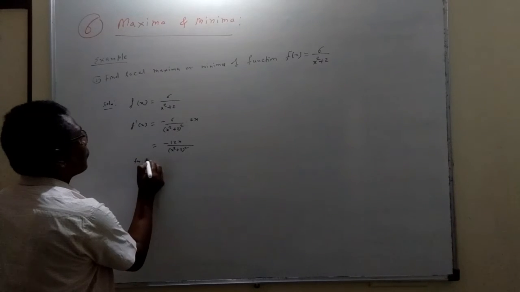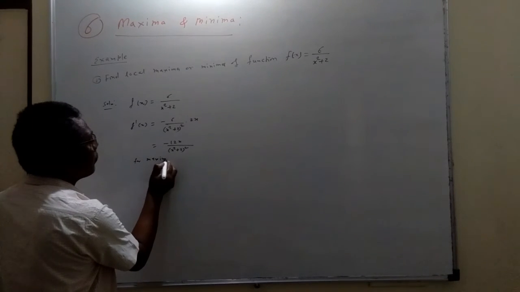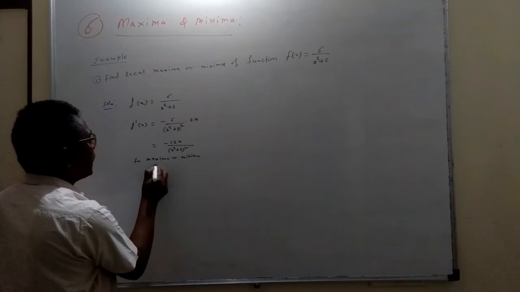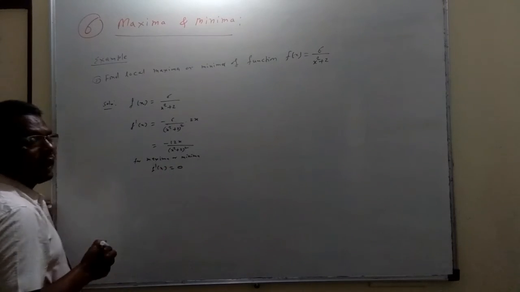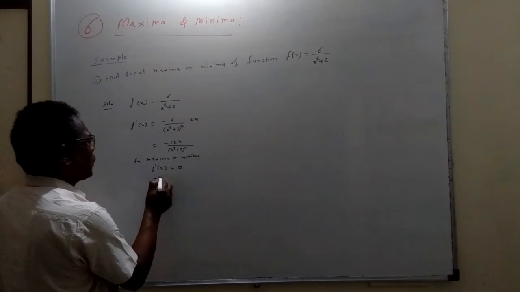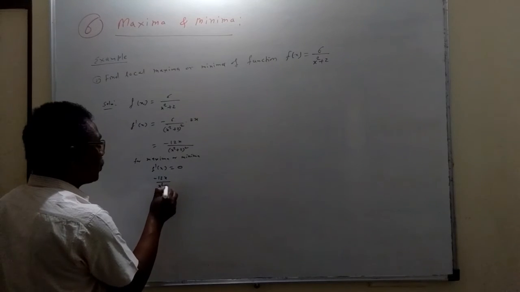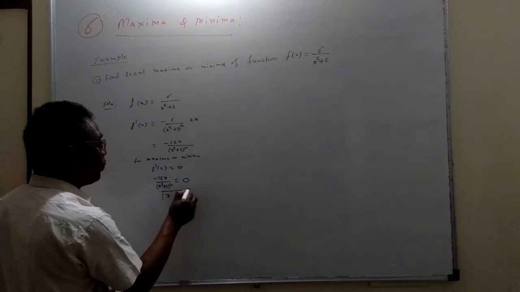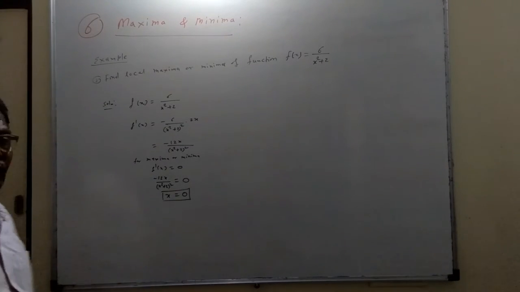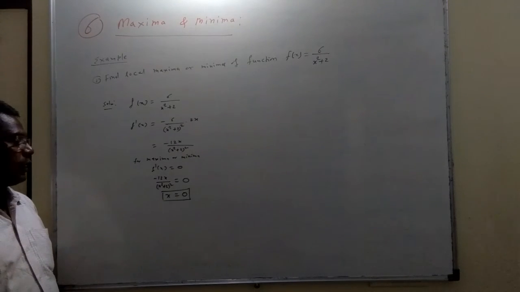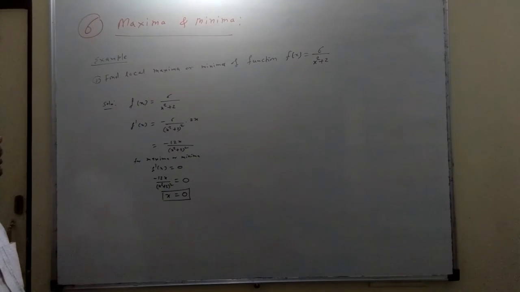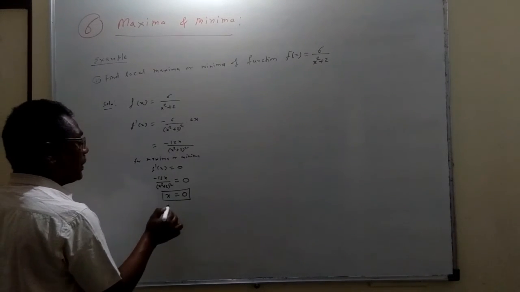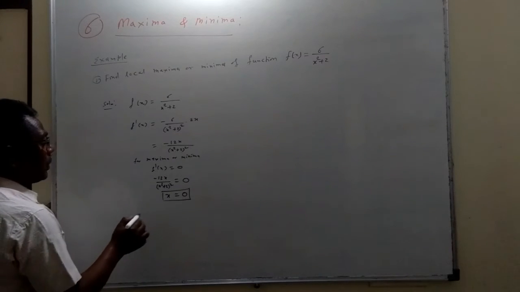So for maxima or minima, f dash x equal to 0, tangent parallel to the x-axis. So minus 12x upon x square plus 2 bracket square is equal to 0. So x is equal to 0. This is the point on the curve at which we'll check whether the function is local maximum or local minimum. So this is a is equal to 0 in short.